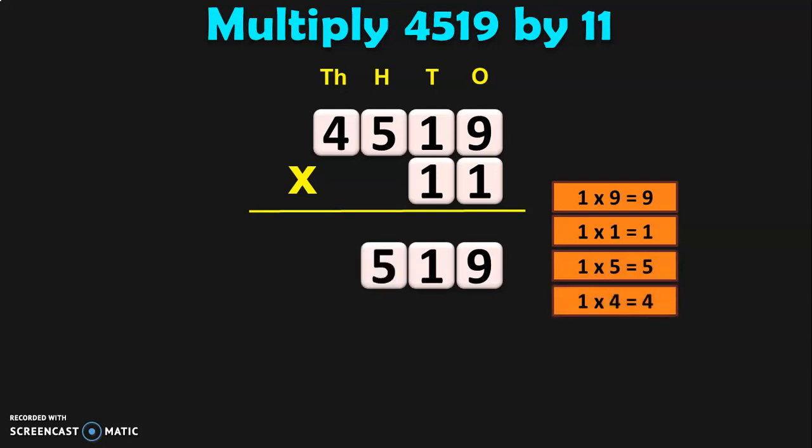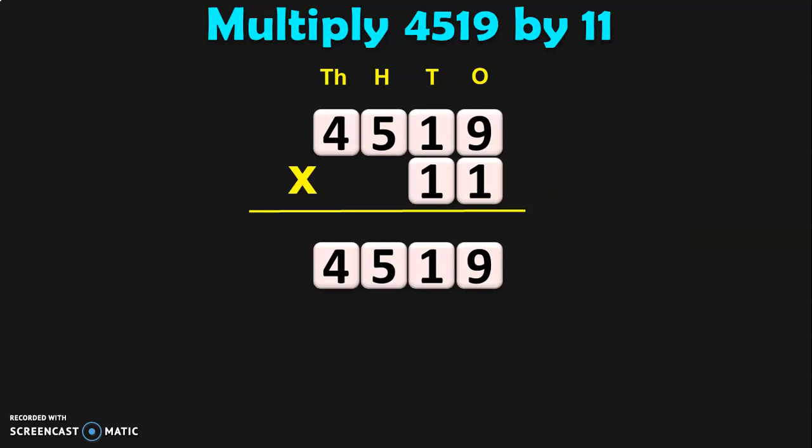And 1 into 4 in the thousands place is 4. So the first part of the multiplication is done, where you multiplied 4519 by 1, which gave you 4519. The next step is to multiply 4519 into 10, because the next digit is in the tens place.